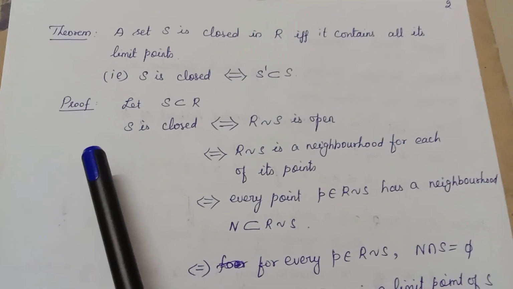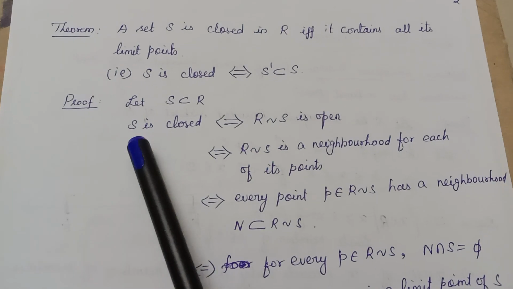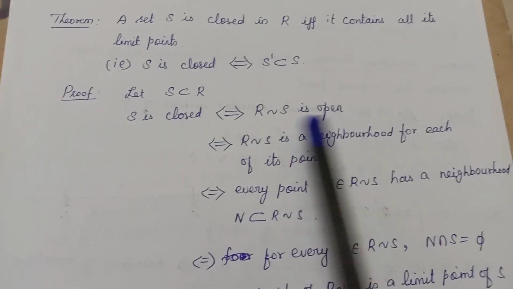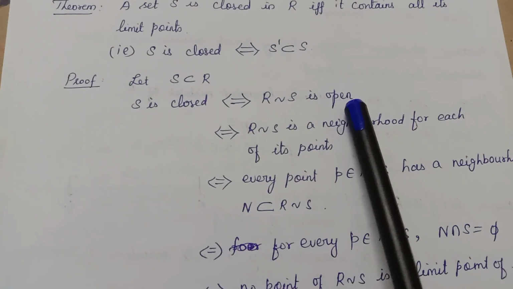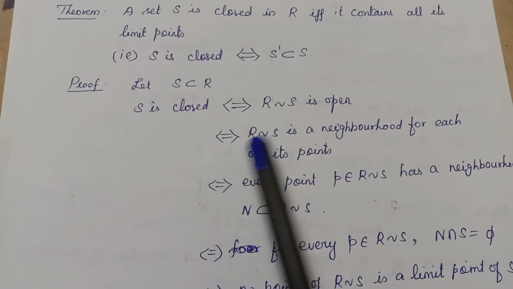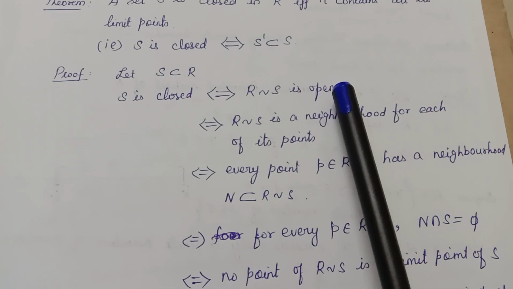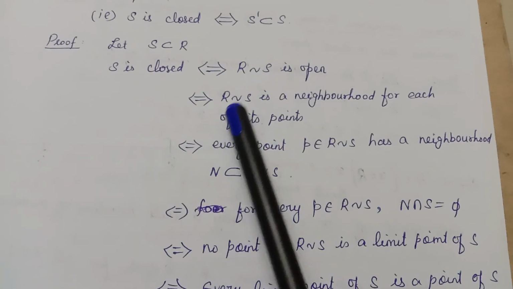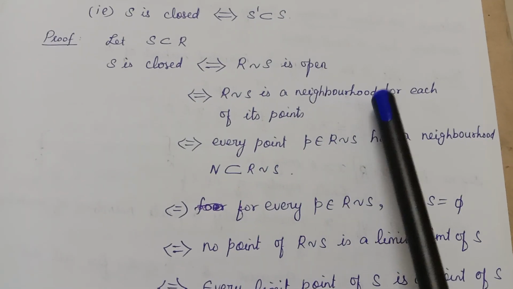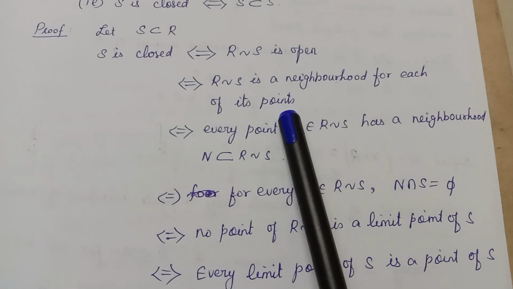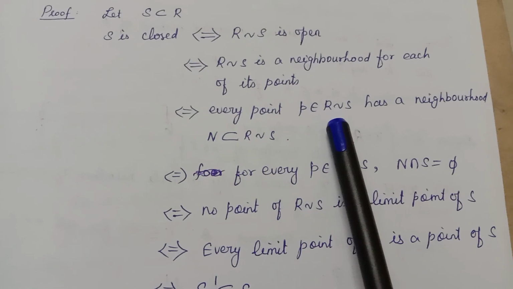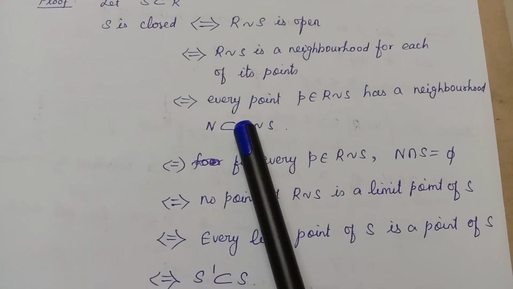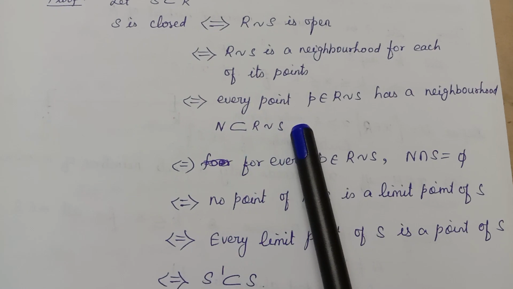Already we have a definition for a closed set in R. A set in R is said to be closed if R minus S, that is the complement, is open. So S is closed if and only if its complement is open. What do you mean by open set? A set is said to be open if it is a neighborhood of each of its points. So R minus S is a neighborhood for each of its points. That means for every point P belonging to R minus S, there exists a neighborhood N which is completely contained in R minus S, isn't it?